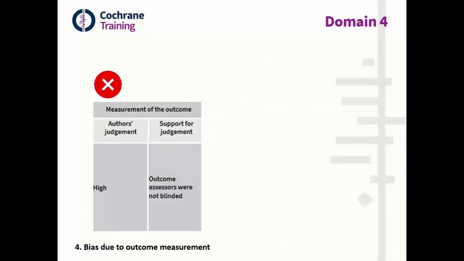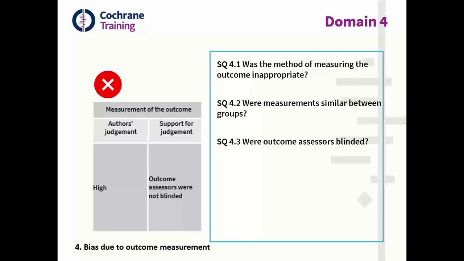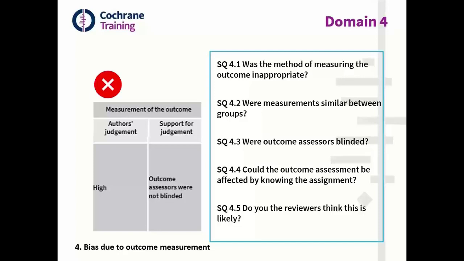So blinding is just one aspect for this domain, which is on outcome measurement. So we're asked to talk about, was the method of measuring the outcome inappropriate? Were the outcome measurements similar between groups? Were the outcome assessors blinded, and could the assessment be affected by knowing the assignment? And do you as reviewers think that it's likely?